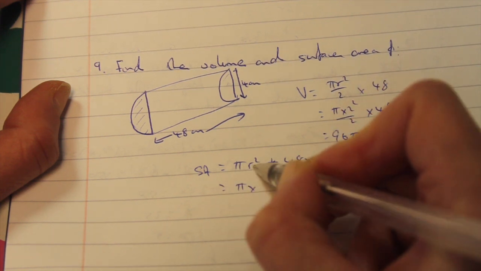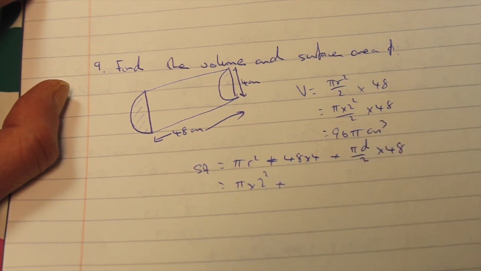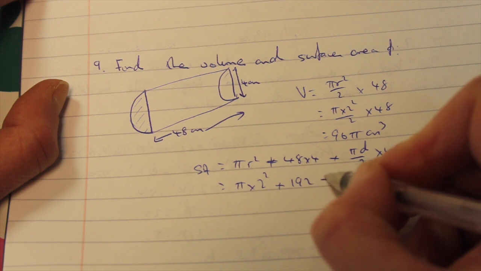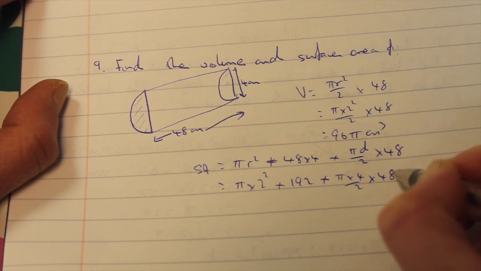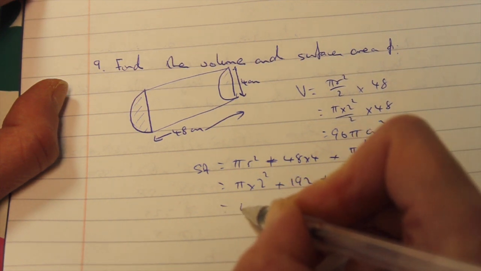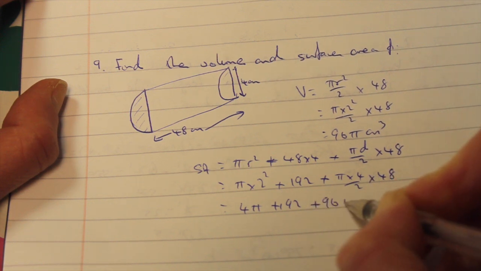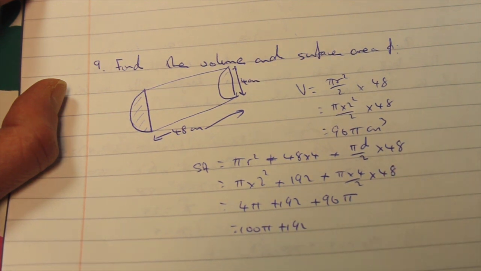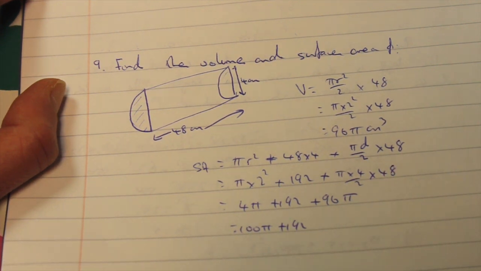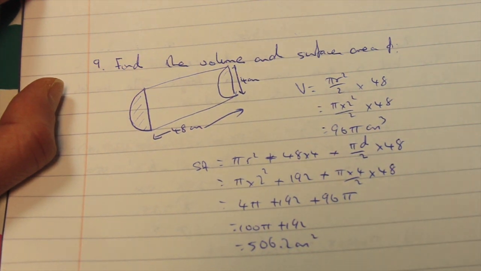Altogether, pi times the radius, which is 2 squared, plus 4 times 48, which is 192, plus pi times your diameter, 4, divided by 2, times 48. So that's 4 pi, add 192, add 96 pi. So it's 100 pi, add 192. And I'll just work that out to give it a bit neater looking, giving me an answer of 506.2 centimetres squared for area.